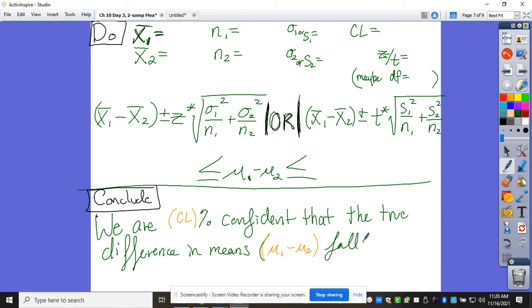Falls between. What do we sometimes have here and sometimes we don't? Units. Are we going to have units if it's means? Yes, or we should. Sometimes you get those weird questions where the units don't make sense, but yes, theoretically we should have units for mean.